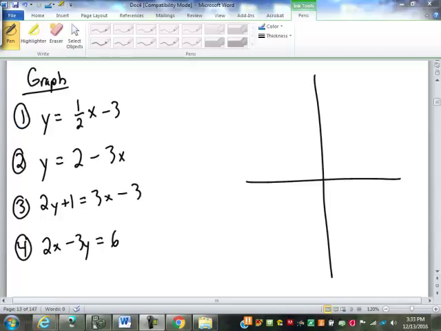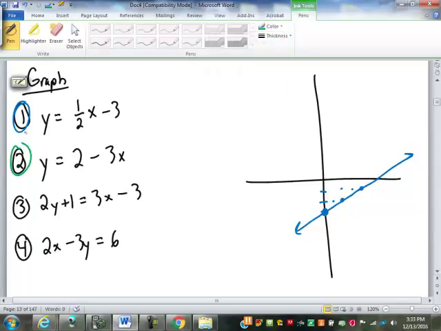Okay, so the first one up here, where do we start? From the center, we go down 3. And from there, we go up 1 over 2. Very good. I'm going to do it one more time just because those points are kind of close together. There's my line.